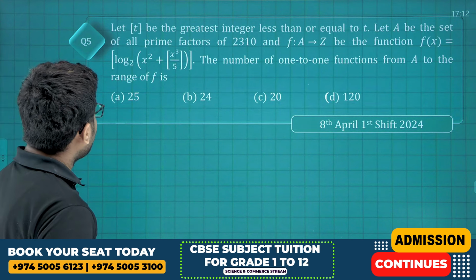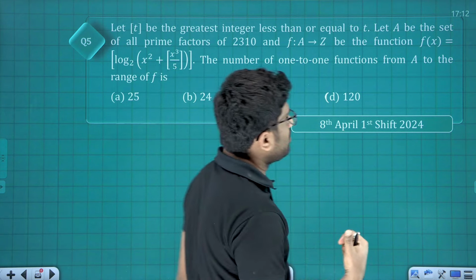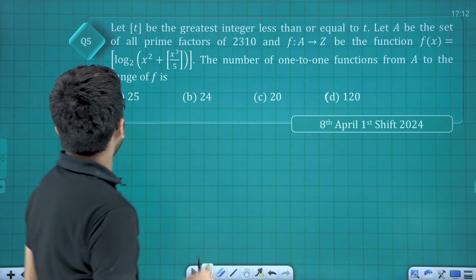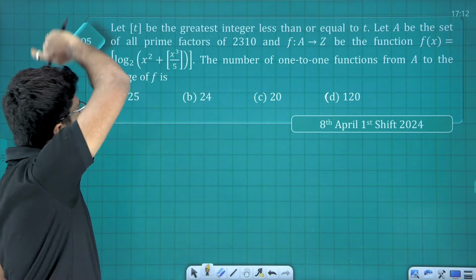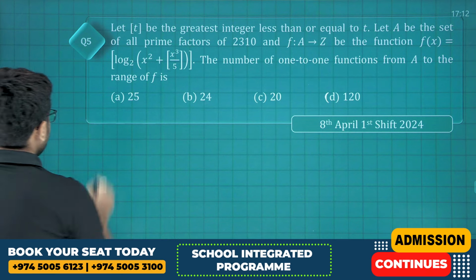Let [t] be the greatest integer less than or equal to t. Okay, that means step function. Let A be the set of all prime factors of 2310. What are all the prime factors of 2310?